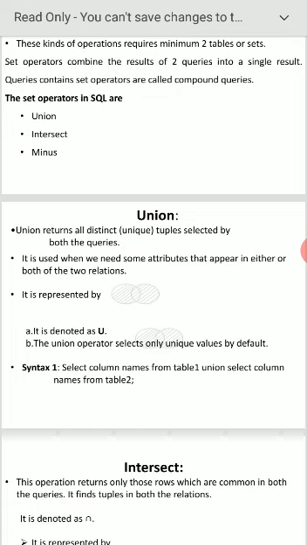But the union operator selects only unique values by default. Suppose some tuples in the first relation or table or set also exist in the second table, it will extract them only once. It will not duplicate them.